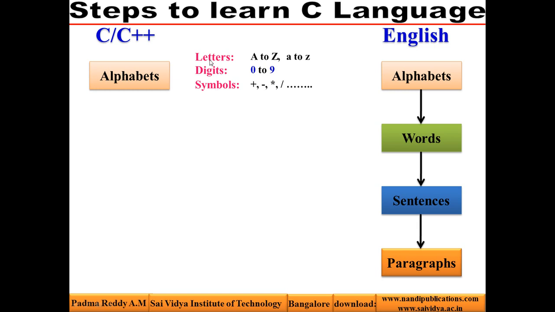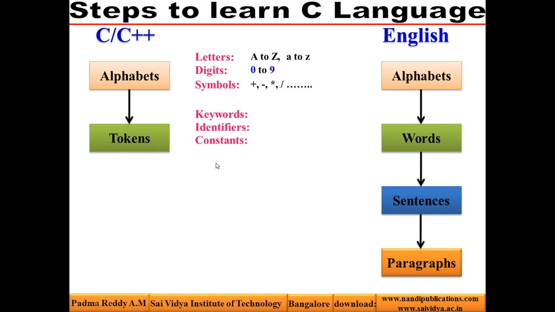Once we know what are the alphabets, next we see how one or more alphabets are combined together to form meaningful words. The meaningful words in C language, we call them as tokens. Now let us see what are the various types of tokens that are available in C language. First one is keywords. Next we have identifiers. Next we have constants. Fourth one we have operators, and finally we have special symbols.